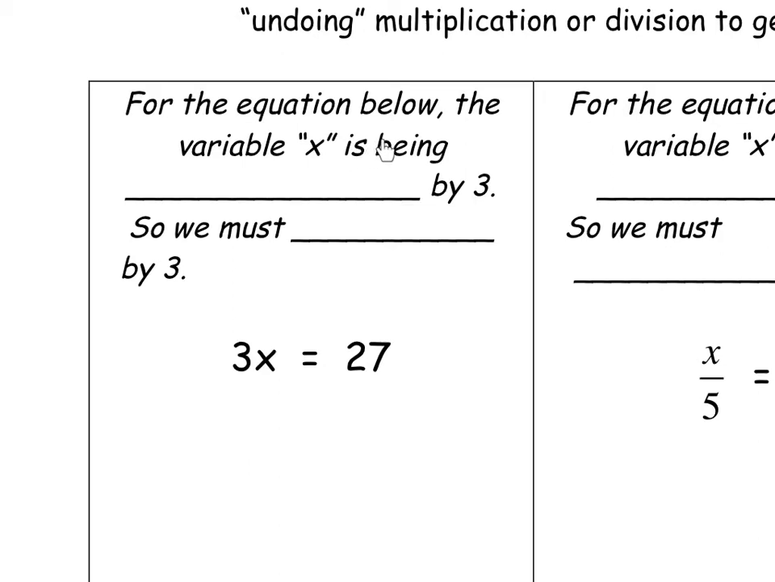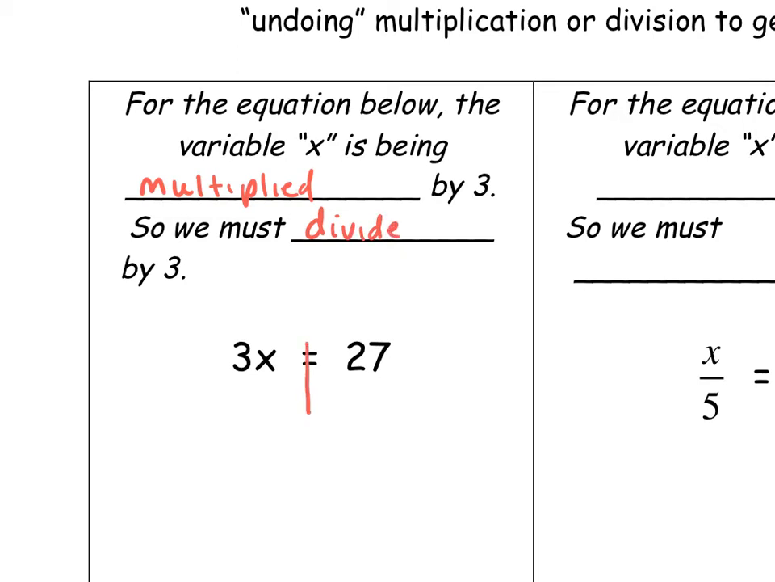So for the equation below, the variable x is being multiplied by 3. So let's write that in, please. So we must divide by 3. So that's the opposite operation.